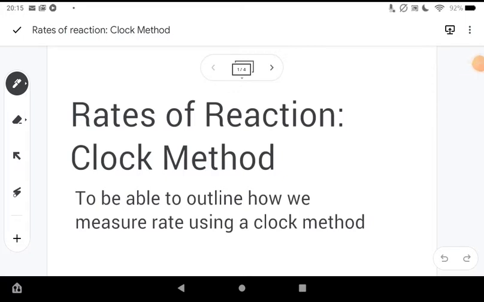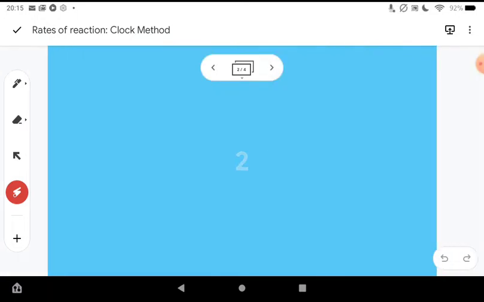Right, there are two methods of calculating and investigating a rate of reaction. There's the continuous method, but here we're going to have a look at what we call a clock method. From GCSE, you'll be familiar with this because it is the sodium thiosulfate experiment that you will have done as a core practical. So we're going to have a look at how this works and how it can work for a number of different investigations.